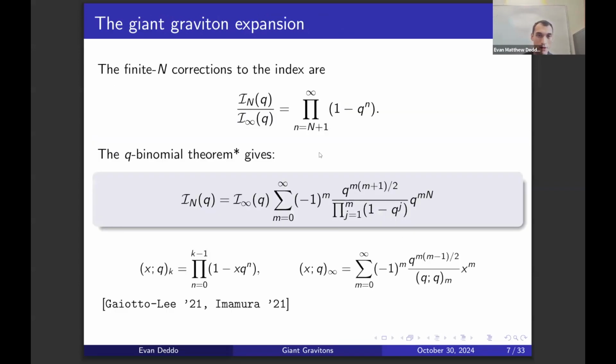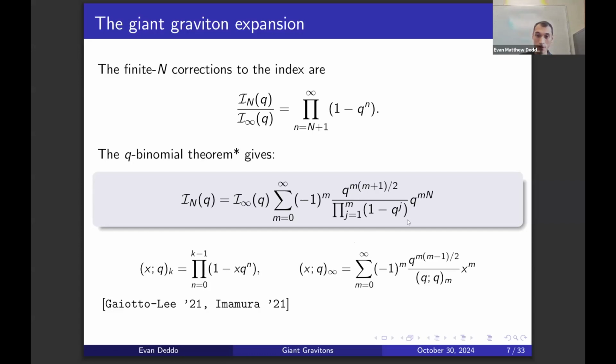So now we can consider, looking at these, beginning with the infinite N index, and then look at finite N corrections to this. Taking a ratio of finite to infinite, we end up with just these products that are not present in the finite N case. And there's an identity, the Q binomial theorem, which I just wrote down here, that allows us to rewrite the index in this form here. So it has the infinite N piece plus some finite N corrections in this infinite sum.